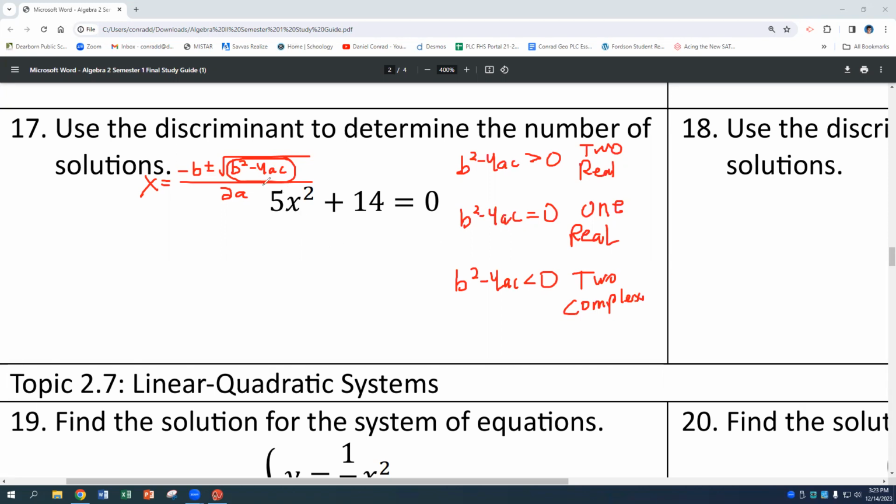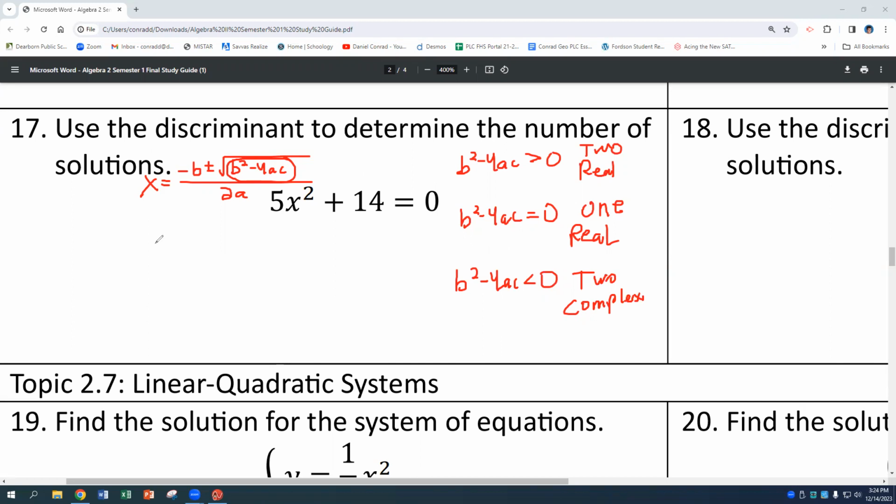And the reason they're complex solutions is because if you have a negative under the radical, you're going to end up with an imaginary number, right? If you have a positive number under the radical, you're going to end up with the positive version of it and the negative version. That's why there's two real. If you only have one real, you're going to end up with 0 underneath. So the plus or minus 0 is going to go away because it doesn't matter if it's plus 0 or minus 0. And so you have one real solution. But if it's negative, you're going to end up with a negative under the radical, which means an imaginary number.